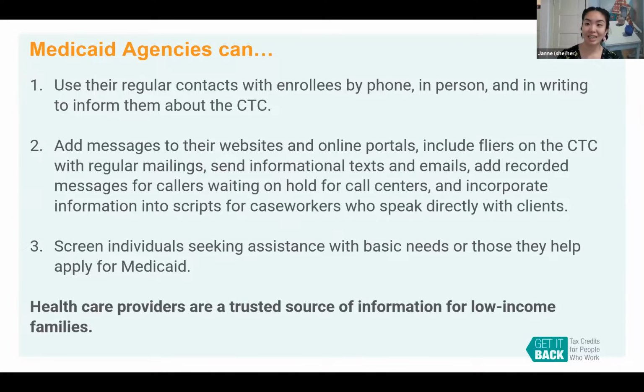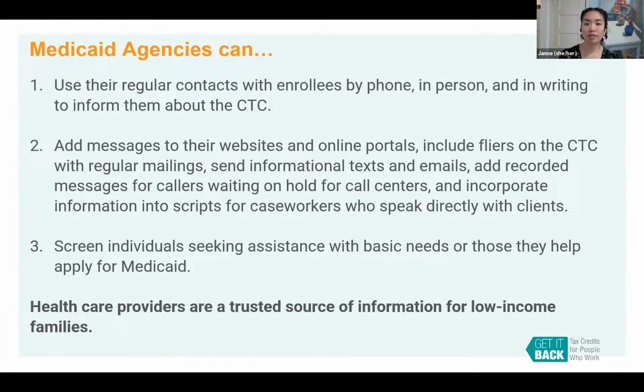So of course, Medicaid agencies are a trusted source of information for many of these families, right? So Medicaid agencies can use the contacts they're already having, like by phone, in person, or in writing, to inform them of this credit. They can add messages to their websites and portals, include flyers in mailings, send texts and emails, have recorded messages on calls for callers, and incorporate information into scripts.